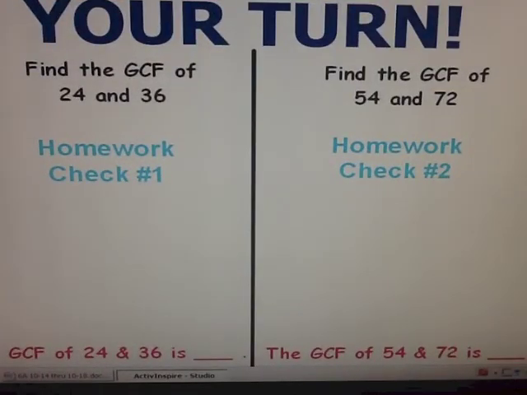Okay, here are 2 of your homework check questions for tonight. You're to find the greatest common factor of 24 and 36, and the greatest common factor of 54 and 72. Use your divisibility rules if you need to. Make a list of your common factors. You can also use a multiplication chart in your journal. That'll help you. But find the greatest common factor of these 2 problems. Pause the video. Once you're done, go on to homework check number 3.